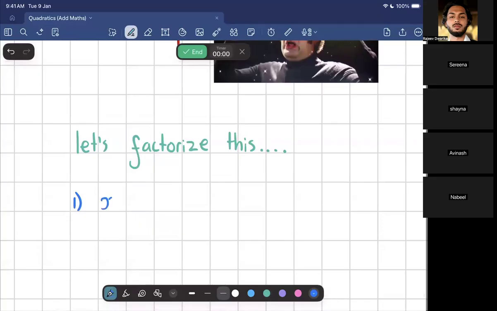So x squared plus 5x plus 6. So Serena, here, let me factorize this, right? And let's actually solve for the roots one time. Let me do that, shall we?